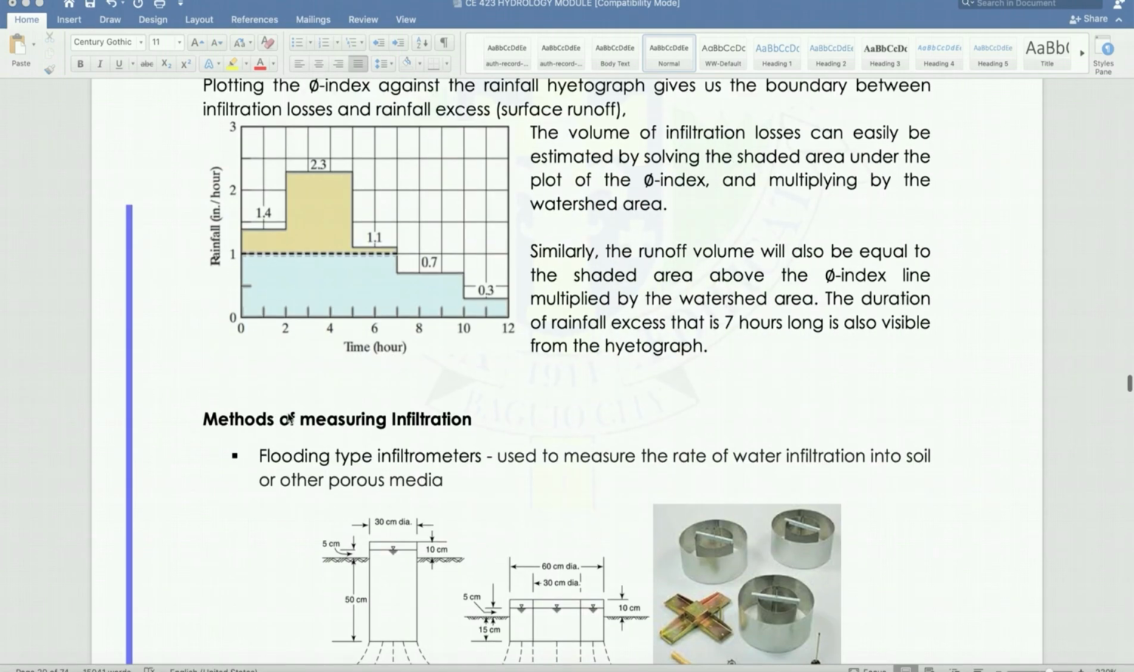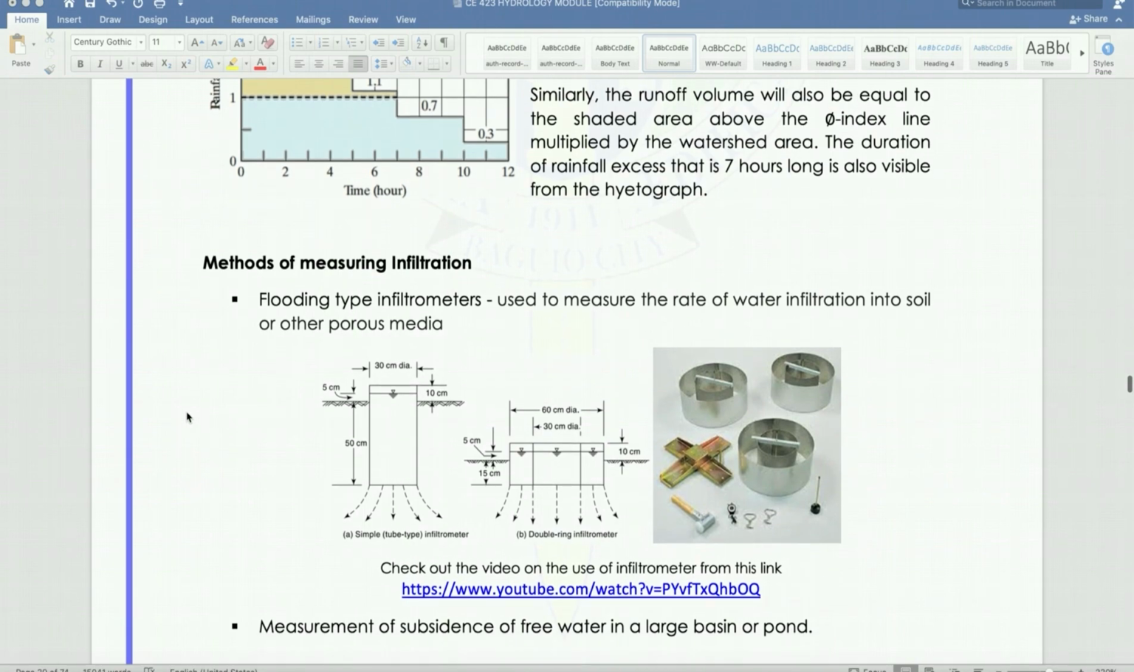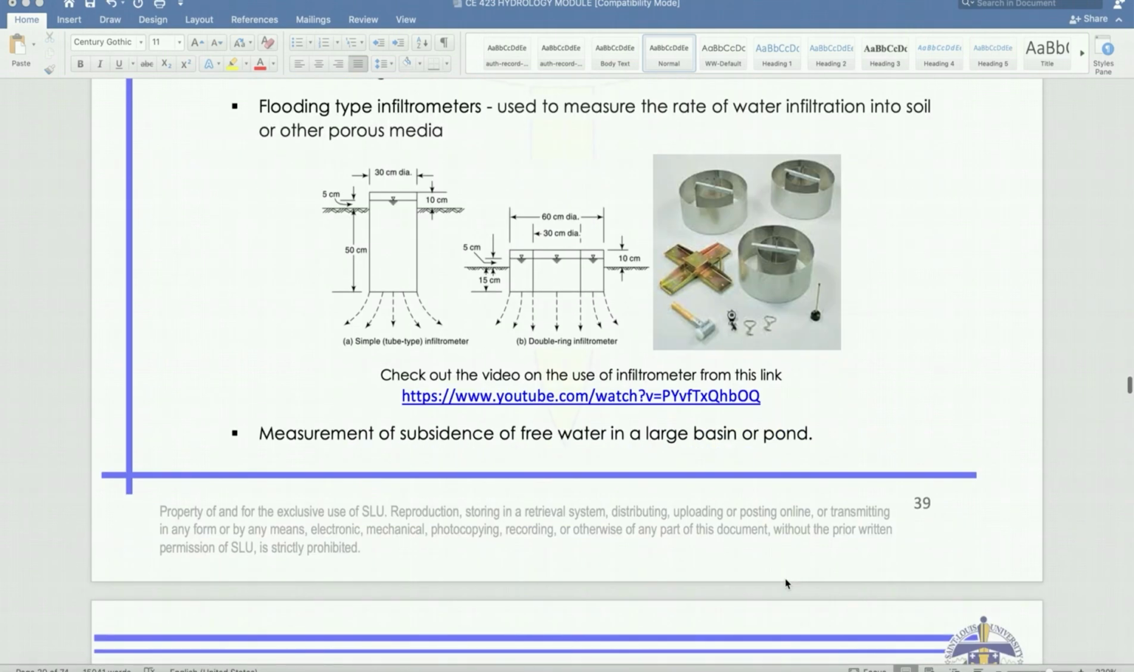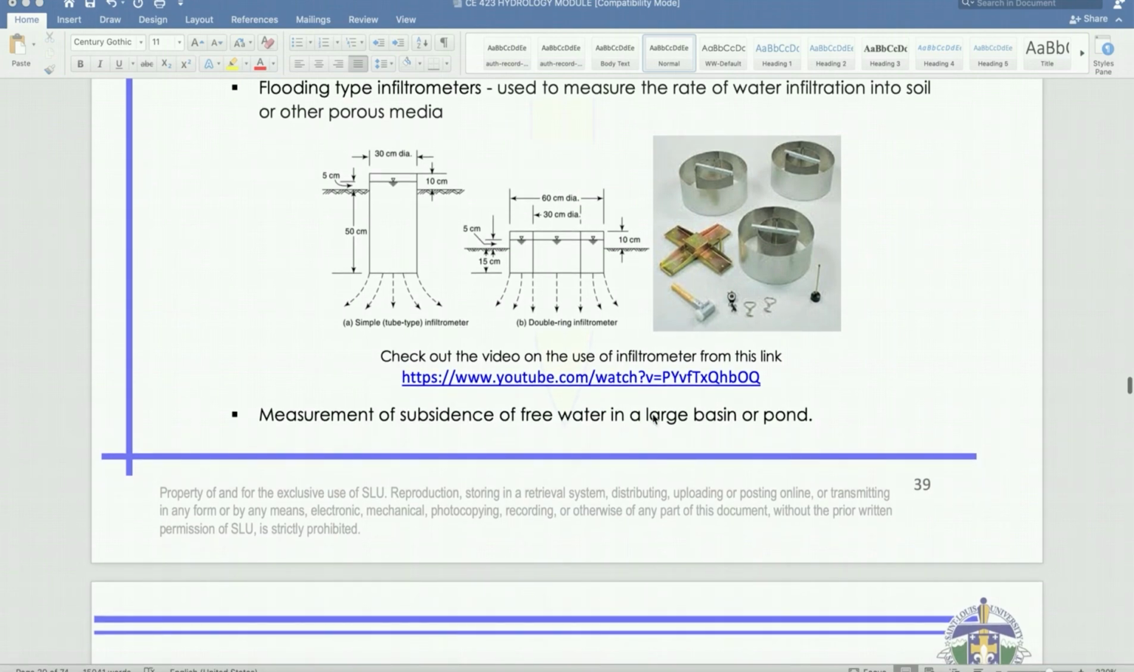Now, for the methods of measuring infiltration, we have different methods. So, check this video here. The link is on your manual or on your module. So, check it out there. Doon i-demonstrate and makikita nyo yung use ng infiltrometer.